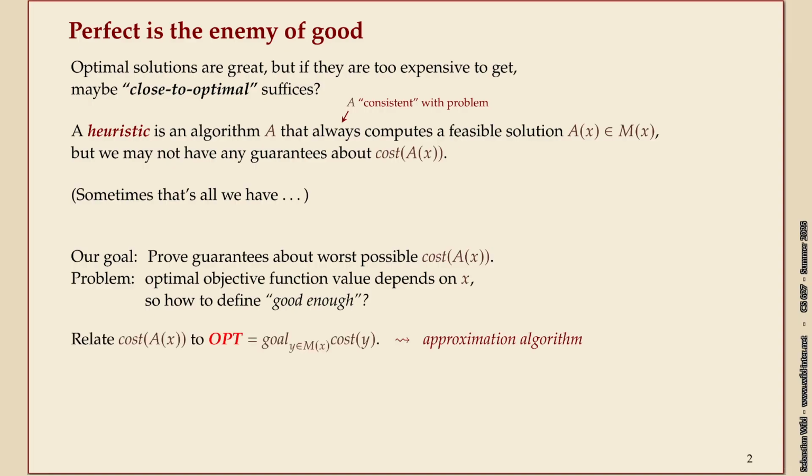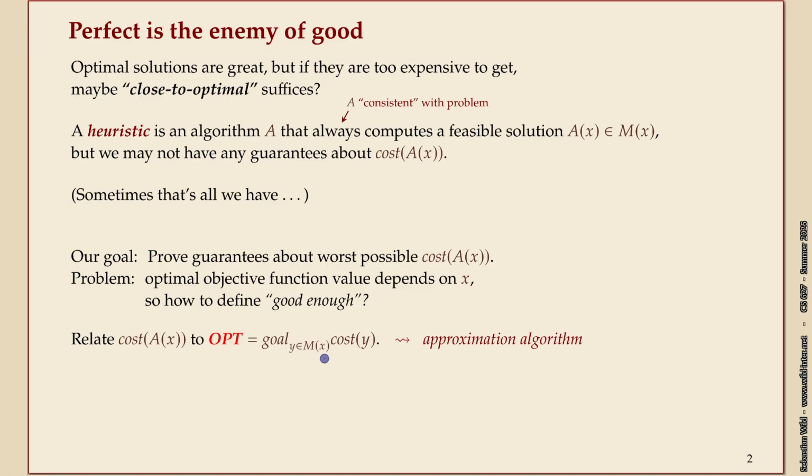The specific notion that we'll look at is to compare the cost of the solution that the algorithm outputs to the optimal value. So OPT in this chapter will always be the optimal objective value of the underlying problem. Again, the goal is minimum or maximum, right? It's just a way to unify the two kinds of problems.